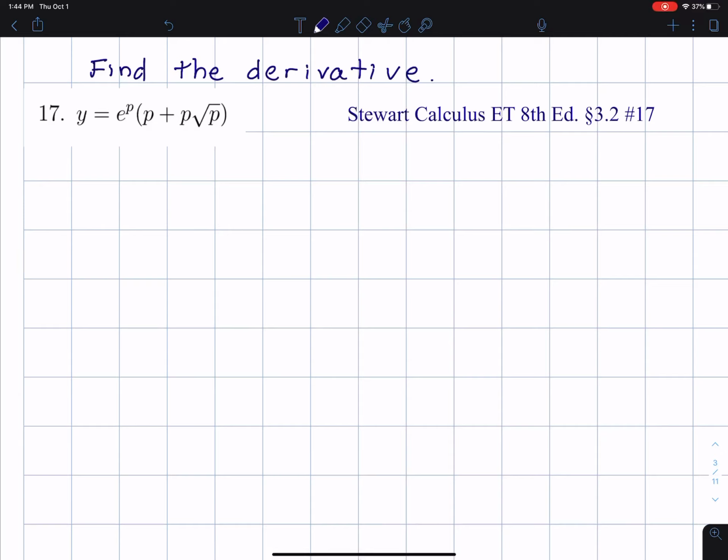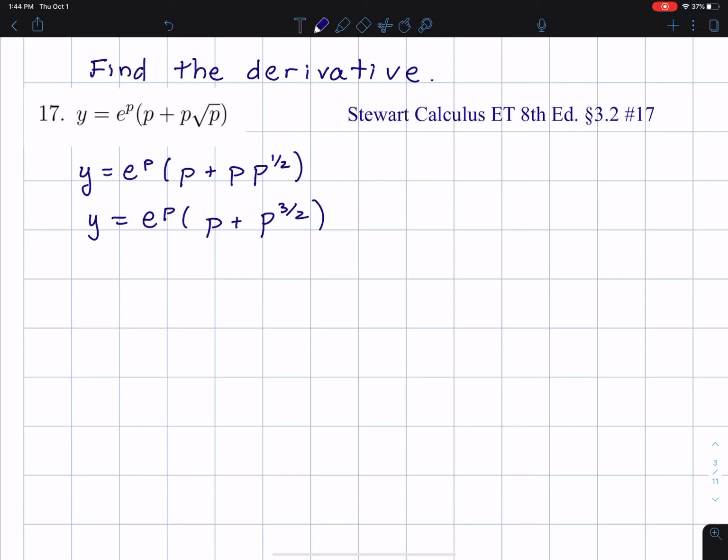Now, the first step that we want to do is write our radical expressions in terms of an exponent. So for radical p, I'll write that as p to the 1/2, and then simplify even further by multiplying p times p to the 1/2 and getting p to the 3/2. I'm using the rule that x to the m times x to the n is equal to x to the m plus n.